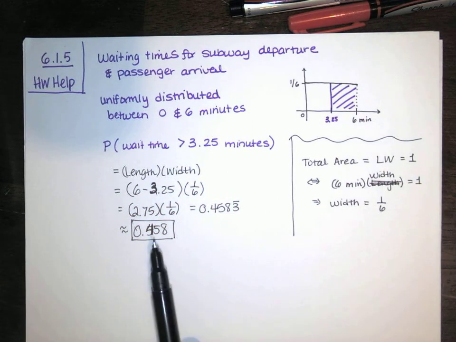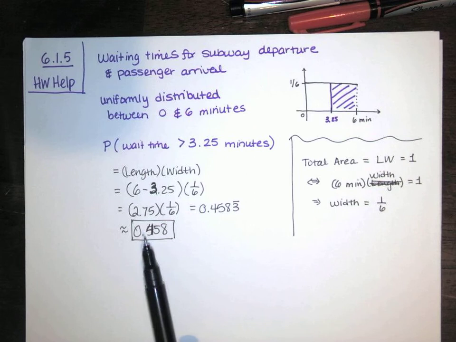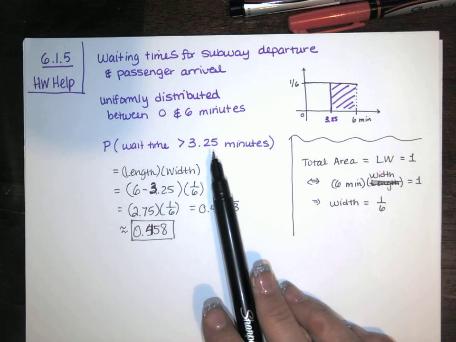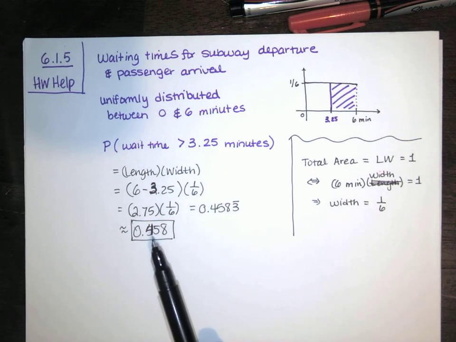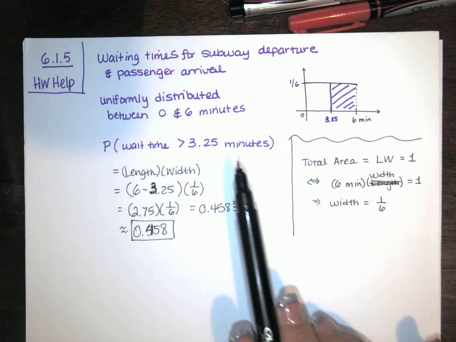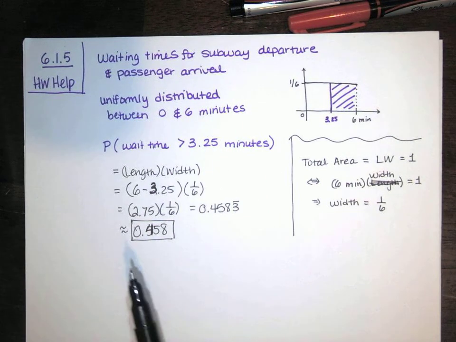So that means we can move the decimal over twice and interpret this as a percentage. So the probability that you're going to wait 3.25 minutes or more is 0.458. So like 45.8% of the time, you're going to have to wait 3.25 minutes or more at this particular subway, where everybody has to wait between 0 and 6 minutes, and all of those times are equally likely.